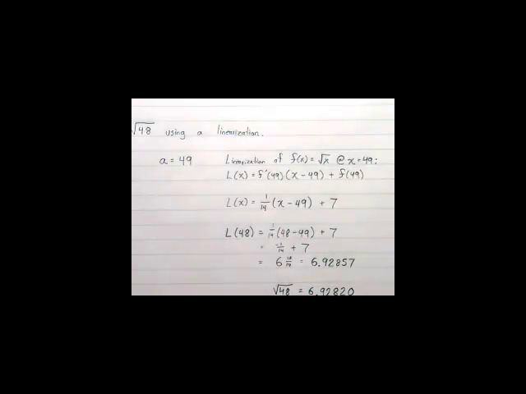All right, so that's using that idea of local linearity, that around where you're doing the linearization at, values on the tangent line and on the curve itself are very, very close to each other. Okay, so that's the linearization.